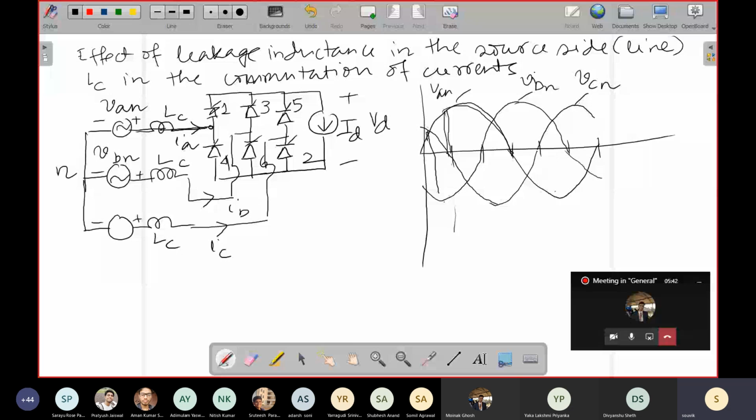So let's draw essentially. First let us draw what the current will be if there is no leakage inductance. Current will rise sharply. You see, this rise will be sharp and fall will be sharp, because there is no leakage inductance, nobody is stopping the current from rising in an instantaneous, discontinuous manner. So let us first draw that way and then consider what is going to happen when we consider the leakage inductance.